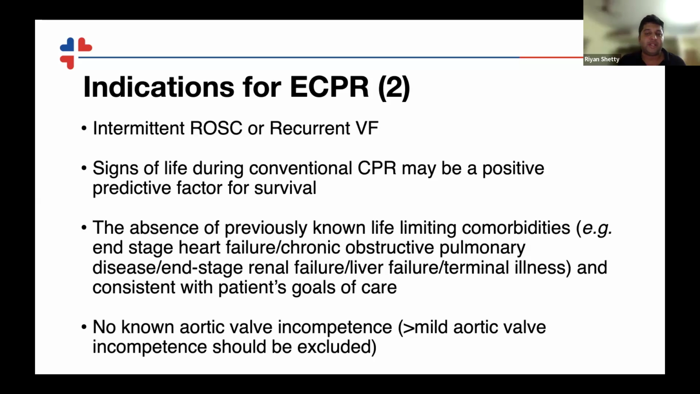These were the indications by the same paper and also ELSO on ECPR. They also added age less than 70 years, which is again debatable.